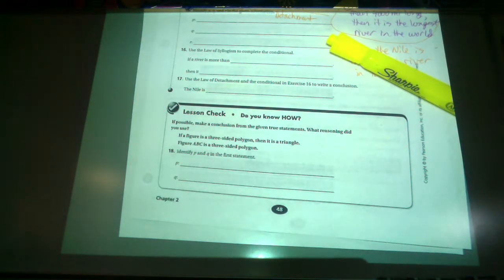I got figure ABC is a three-sided polygon. When you say that it's a triangle, you have to be specific. Otherwise you're saying exactly what the original conclusion was. So you have to take that specificness of figure ABC, and that has to be part of your conclusion. So how are you going to fix that? Then it's a triangle. Figure ABC. There you go. And remember that your conclusion is the only part I'm looking for. You're not going to repeat that in the statement.